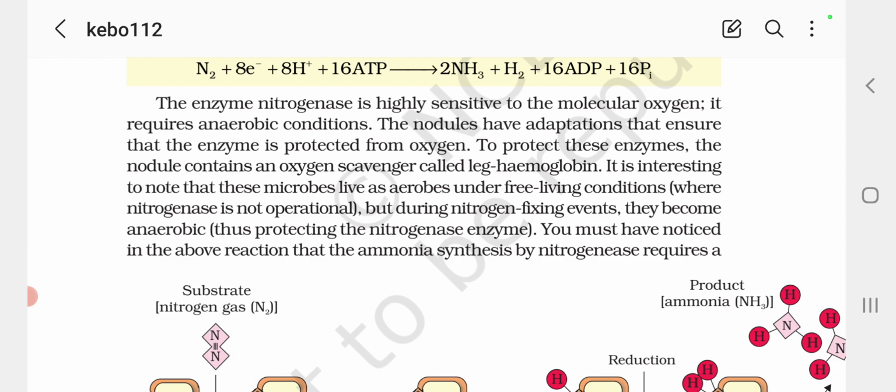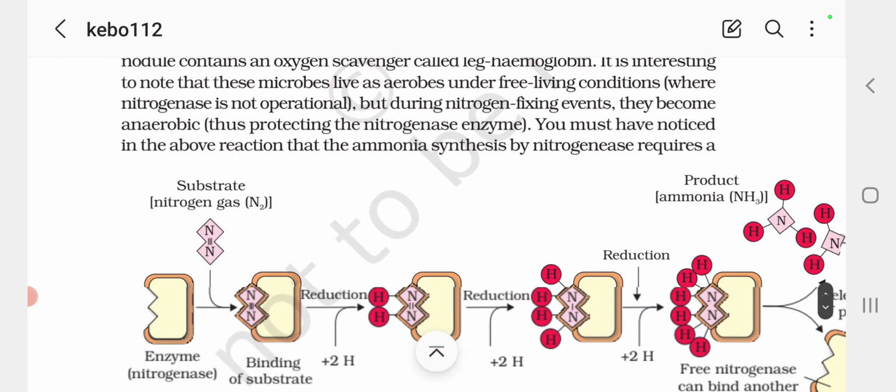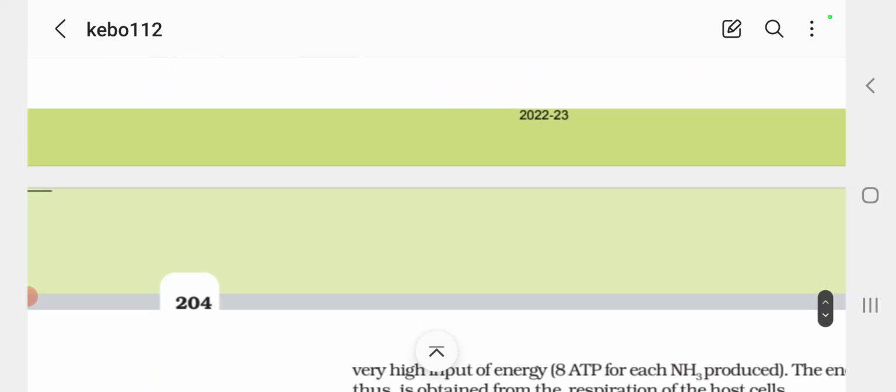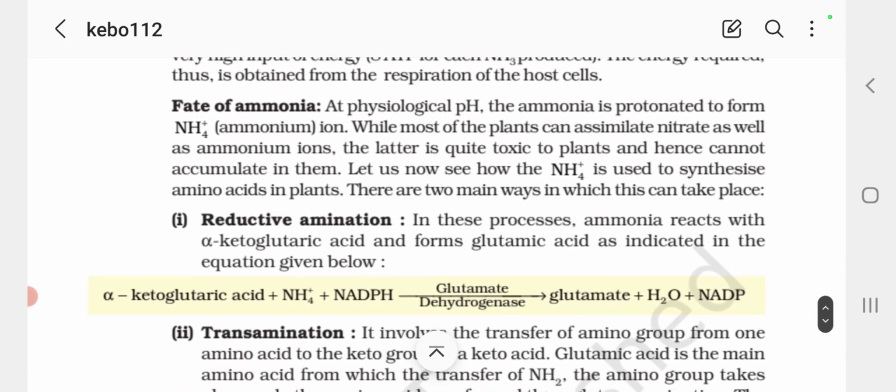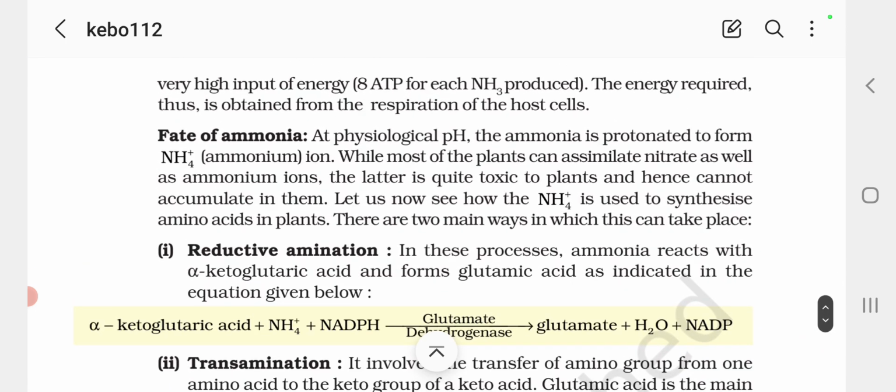You must have noticed in the above reaction that the ammonia synthesis by nitrogenase requires a very high input of energy, that is 8 ATP for each NH3 produced. The energy required thus is obtained from the respiration of the host cell.